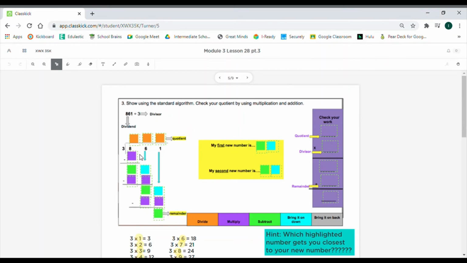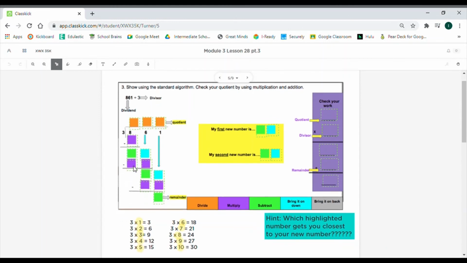Let's do one more. For this one, I actually want you to pause the video, grab your paper and pencil, and I want you to do this problem on your own. When you are done, unpause the video and watch Ms. Turner to see how she did the problem so that you can see if you got the answer correct. All right, friends. As of now, you should have done this problem on your own. Ms. Turner is going to share her screen to show you how she solved the problem.